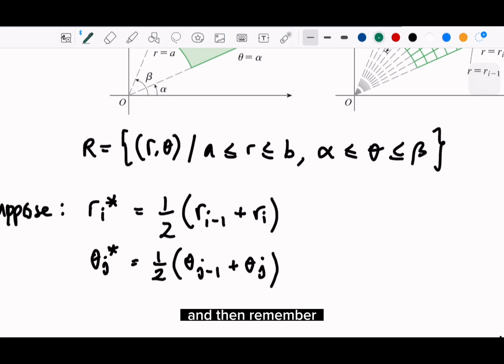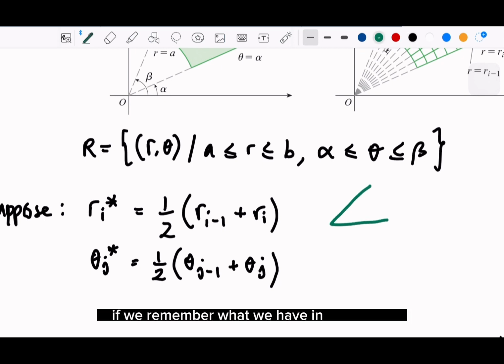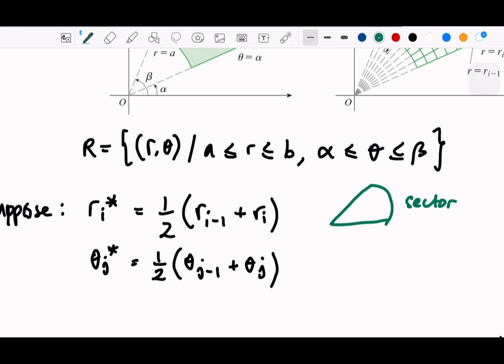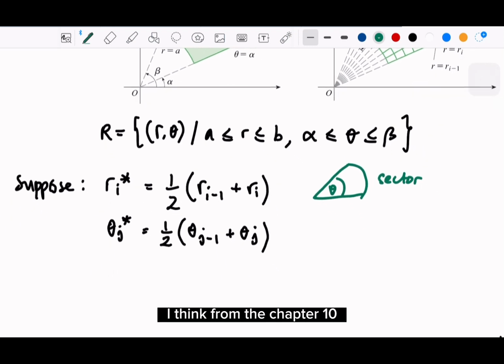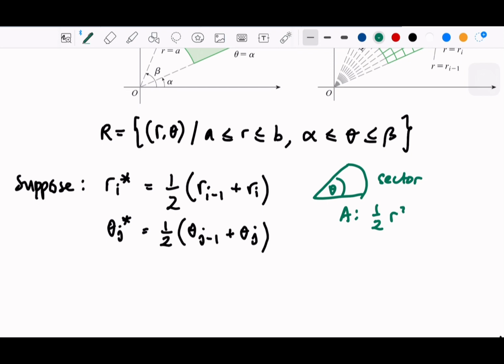And then, if we remember what we have in the sector with an angle theta, I think from chapter 10 we also learned that the area is half r squared theta, right?